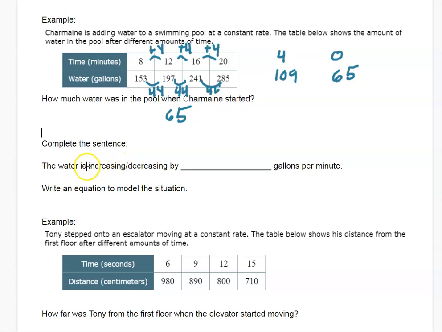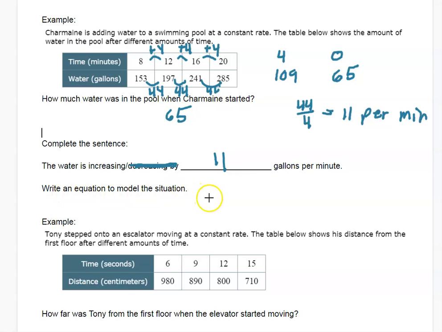Now this time we're going to complete the sentence. The water in the pool is, in this case, it is increasing. So I'm going to cross out decreasing. Okay. By how many gallons per minute? Well, in this case, it's going up 44 gallons every 4 minutes. So that's going to simplify to 11 gallons per minute. Okay. That's 11 gallons per minute.